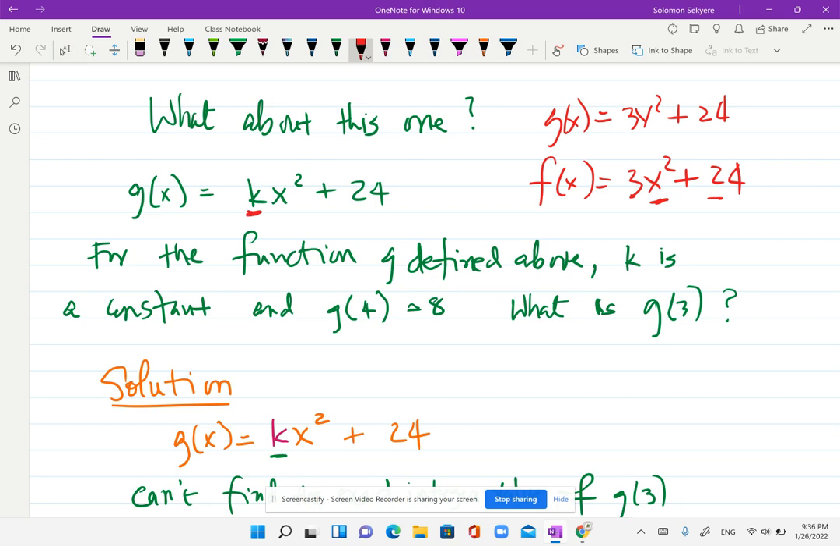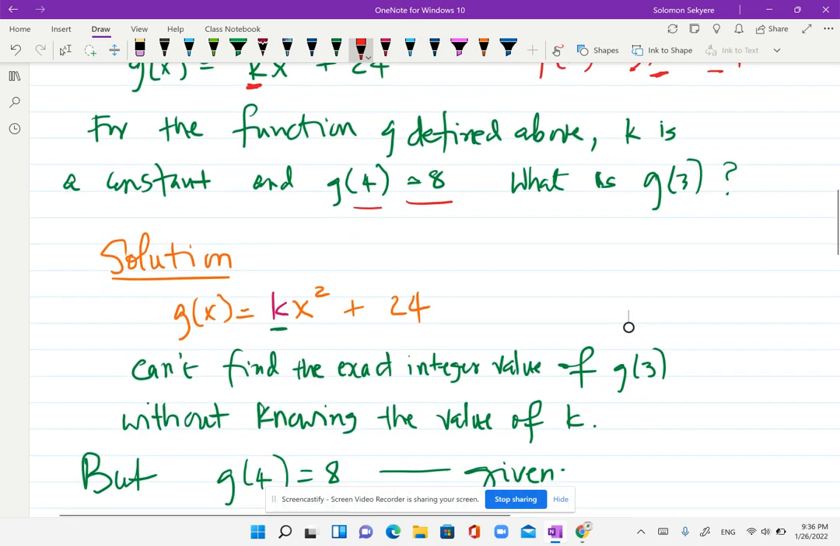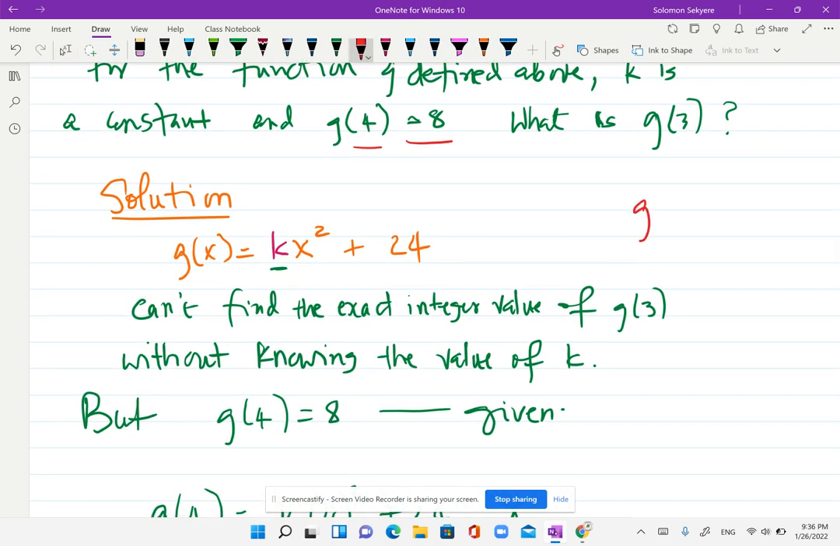For the function g defined above, k is a constant and g of 4 is 8. What is g of 3? What does it mean when it says g of 4 is 8? That means when we substitute 4, this is the x value, this is x, this is the y. Wherever there is x, we put 4.